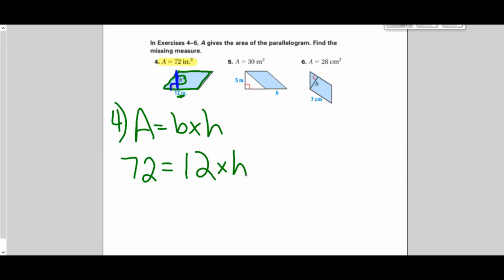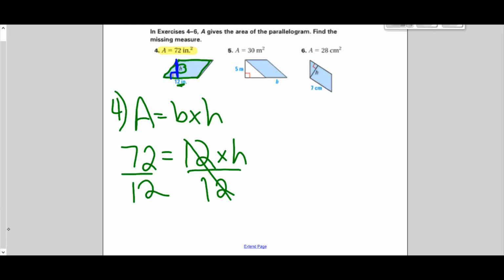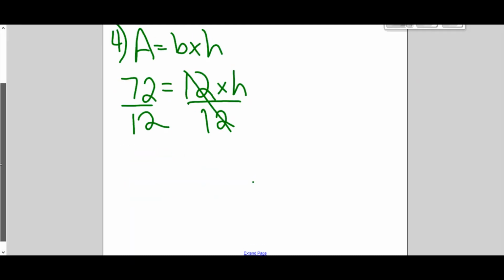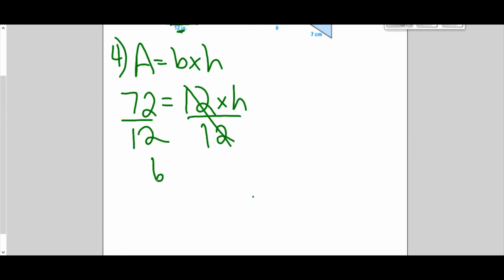So we're going to solve this for h. Notice I have 12 times h on the right. So if I'm going to solve that for h, I'm going to divide both sides by 12. What happens when you do that is division undoes multiplication. So those 12s cancel, and I get 72 divided by 12, which is 6. So 6 inches is the height. So the height for this one is 6 inches.